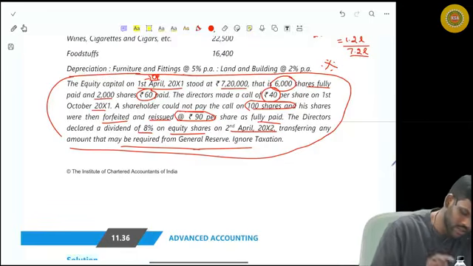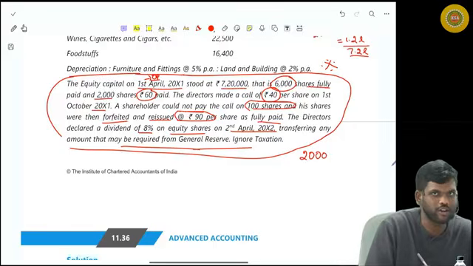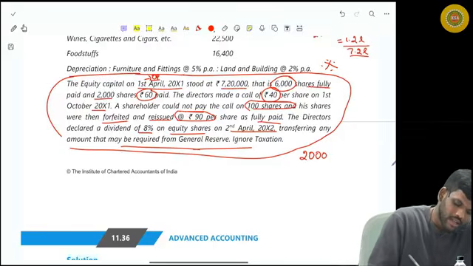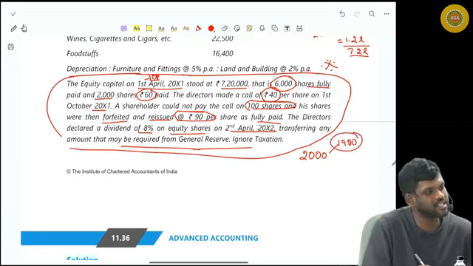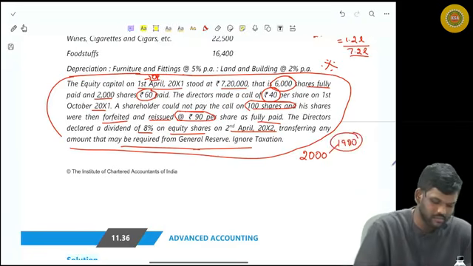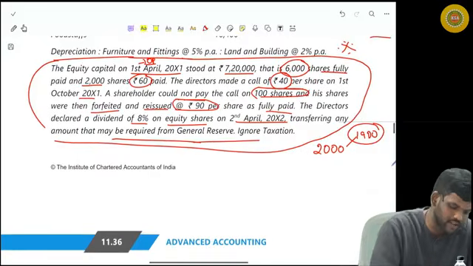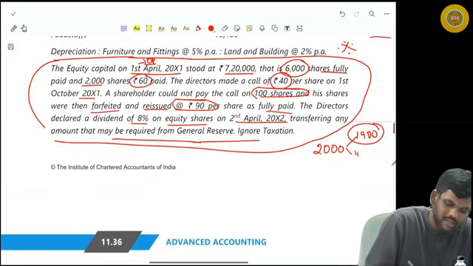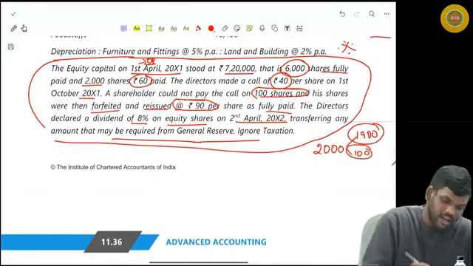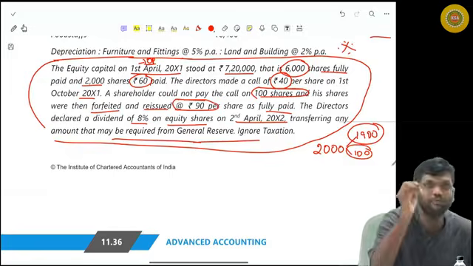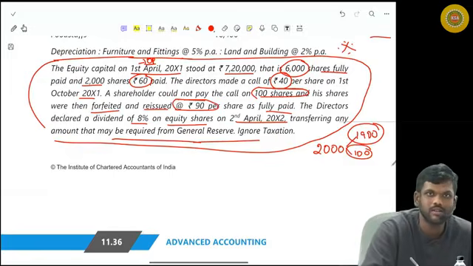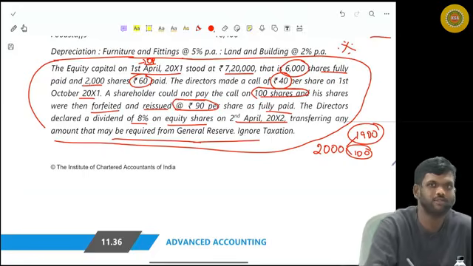Now on these 2,000 shares, they have called that 40 rupees. Now what has happened? Out of these 2,000 shares, shareholders holding 1,900 shares properly paid everything. They have paid that 40. They didn't do anything. The remaining 100 shares, guys, did not pay that call money. So directors forfeited those 100 shares. Sir, what journal entry would they have passed for forfeiture?